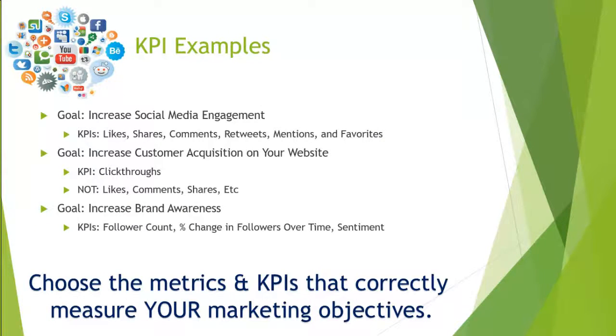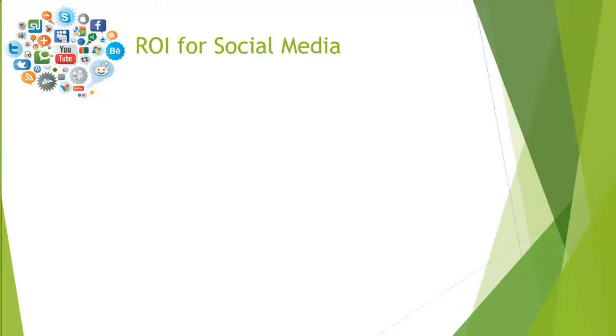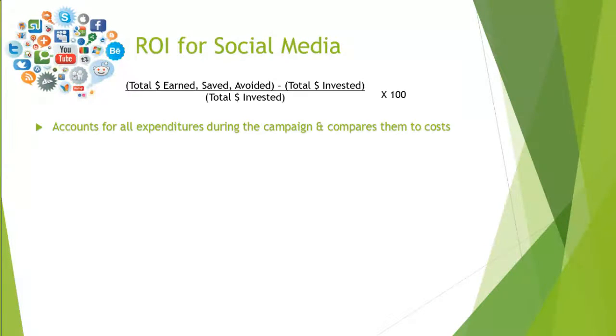So let's talk about our ROI. When we talk about ROI for social media, we use this formula here: the total money earned, saved, or avoided minus the total money invested, over the total money invested, times 100. So this formula accounts for all of our expenditures during the campaign and compares them to our costs.